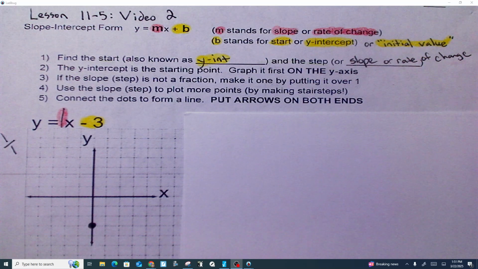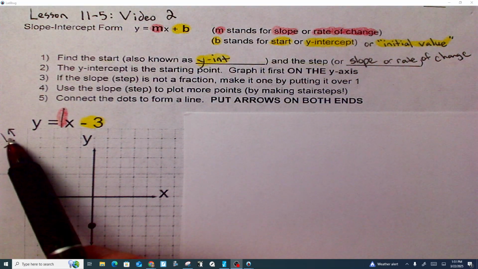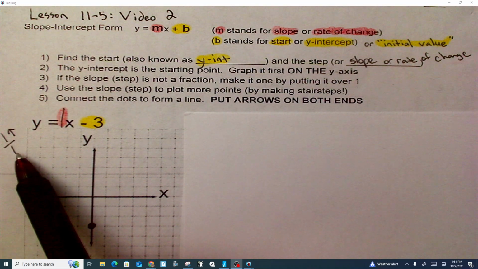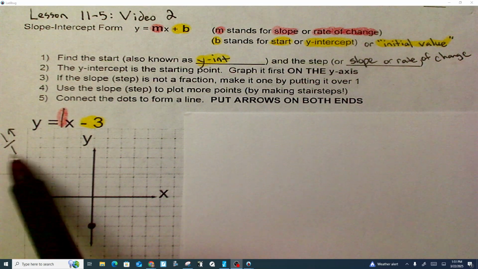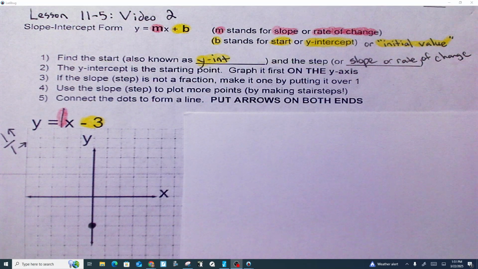The top number tells you how many to go up or down by. Remember, if it's a negative number on top, we would go down, but since it's positive, we're going to go up that many spaces. And since it's a 1 on the bottom, that means we're going to go to the right 1 spot also. So the movement looks like this.